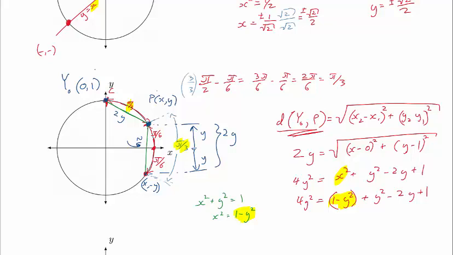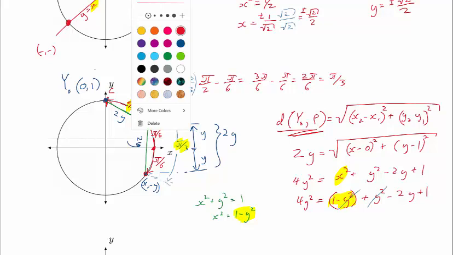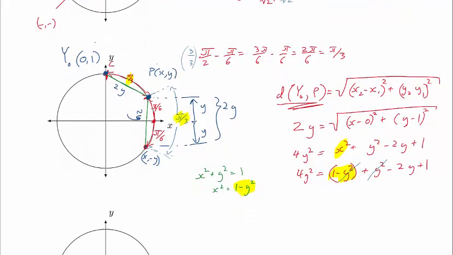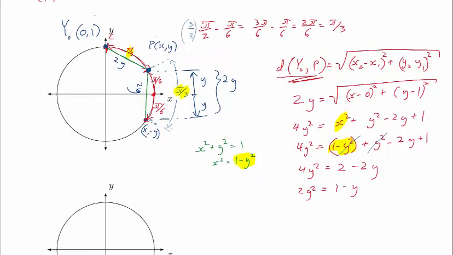Alright, so negative y squared plus y squared, those two are going to cancel out. First, let's combine everything. We have 1 and 1, so that's 2. And then minus 2y. Note that everything is divisible by 2, so why don't we make our lives a little simpler and divide through by 2 to make the math that much easier for us. So we've got 2y squared equals 1 minus y. That's a little nicer to look at. We're going to move everything to the left now.